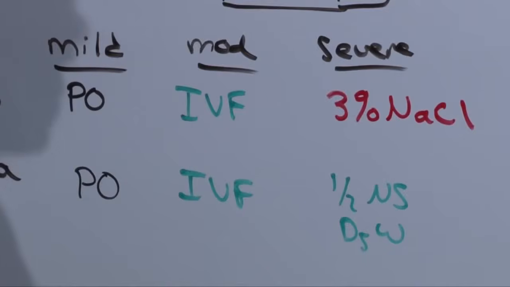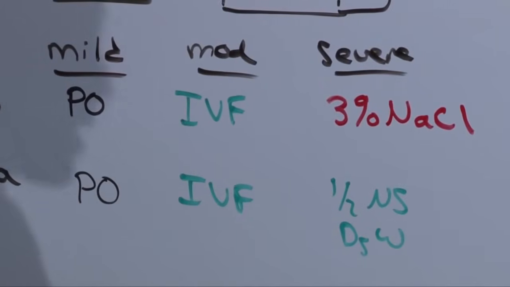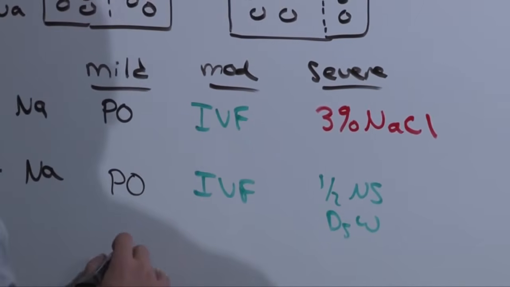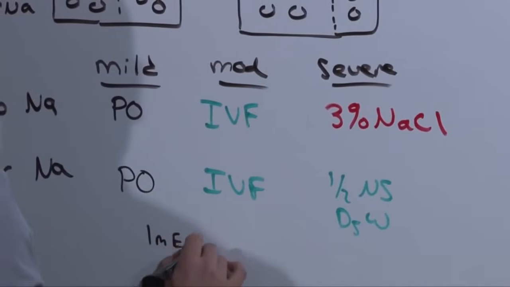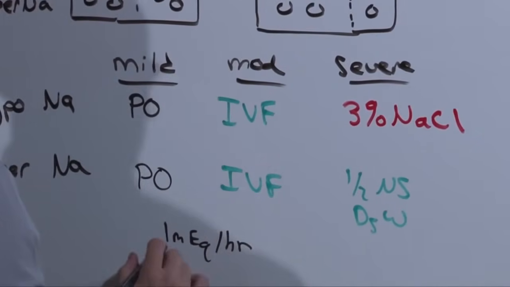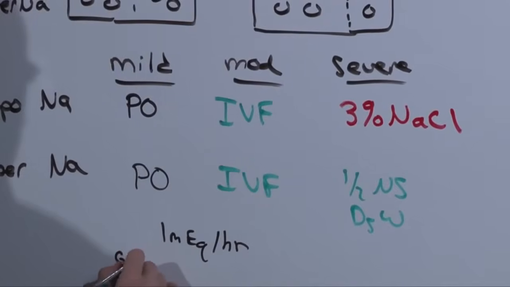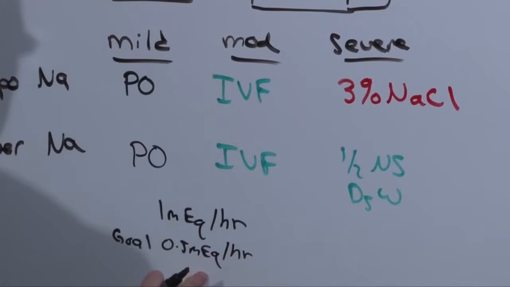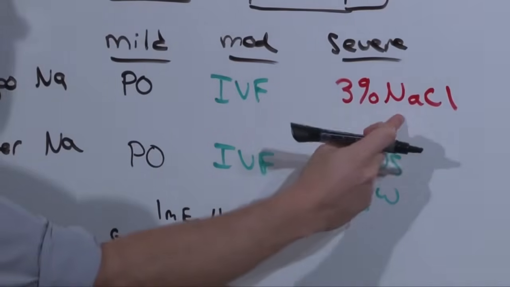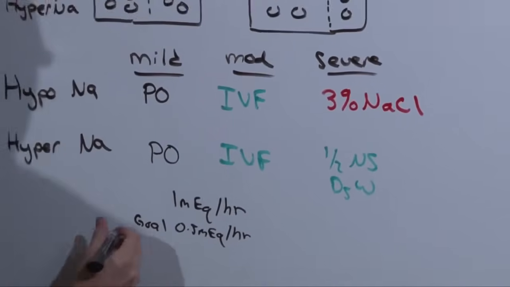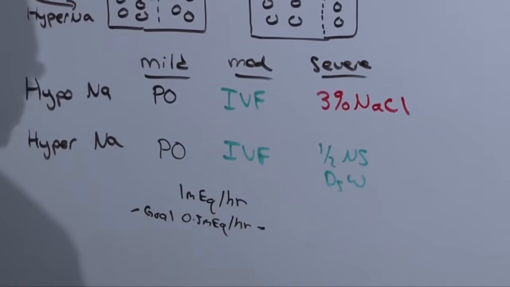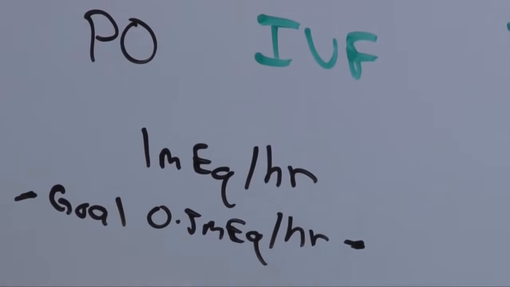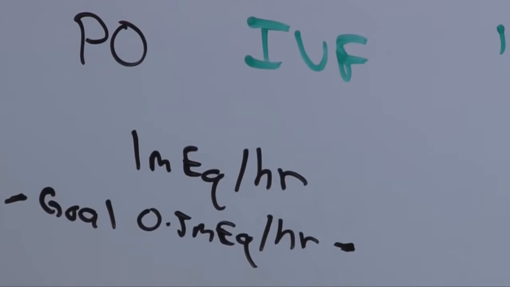There are online calculators you can use to determine how fast and what rate you should do it at. And in general, you never correct sodium by more than 1 milliequivalent per hour. And your goal should be half a milliequivalent per hour unless they are actively seizing, in which case you need to rapidly correct them. But if you go faster than this, you put them at risk for central pontine myelinolysis, and while it may take a day or two in the hospital to get them better, going slow is better than going fast.